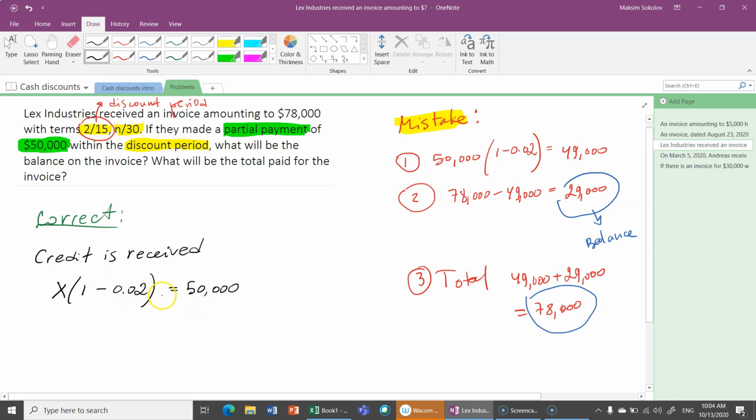That's how it works. And it's very important to note that if you pay that partial payment, you're receiving credit. You're paying a portion of the invoice, in other words, which if discounted by 2% will give you the amount that you pay during that partial period. And this credit, therefore, can be found from this equation. So it's $50,000 divided by 1 minus 0.02.